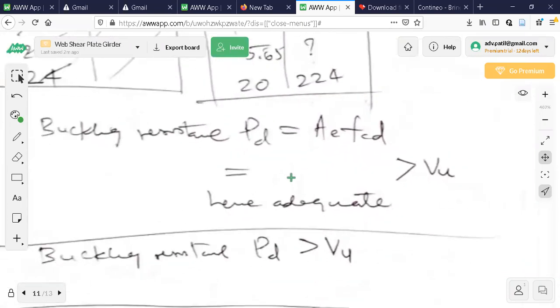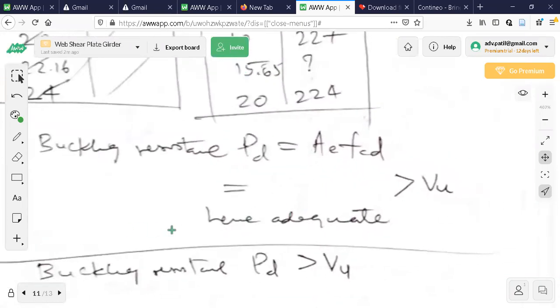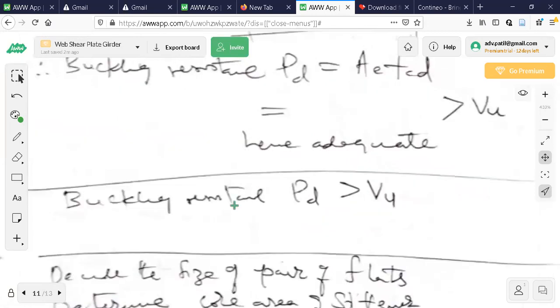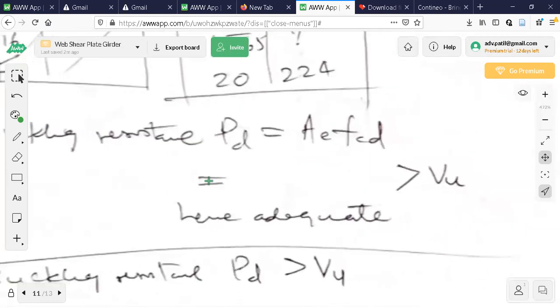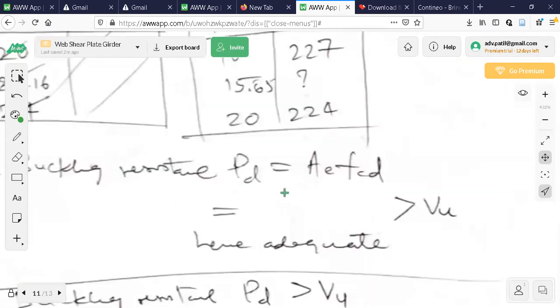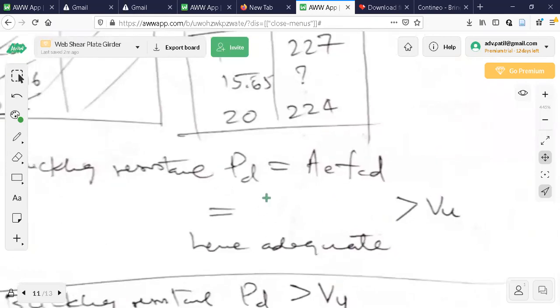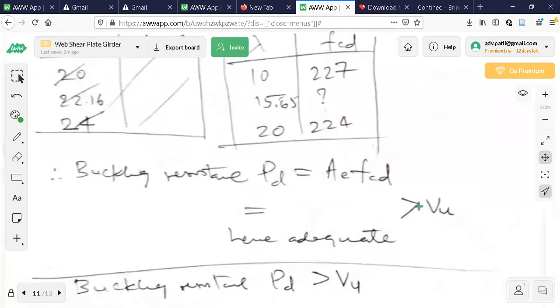So I think you need to do this one. Now you can see simply the design is actually over here. You have to calculate this, that's all. When you find out this value, substitute, write it here. It will be more than Vu. Then you can say, hence the design is okay or adequate. That's the end of the design. Any questions in this one?